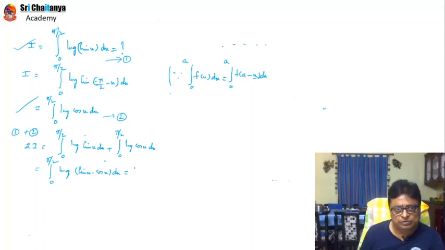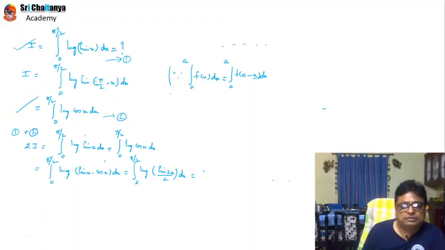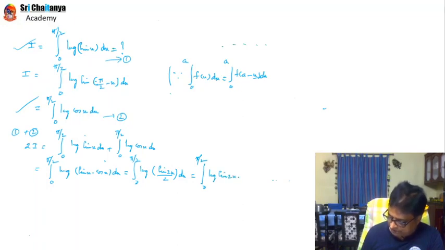And by multiplying by 2 in both numerator and denominator inside the bracket of sin x and cos x, this can be turned into log of sin 2x by 2 dx. And again it is in the form of log a by b. So by properties of logarithm, this can be written as integration 0 to pi by 2 log sin 2x dx minus integration 0 to pi by 2 log 2 dx.